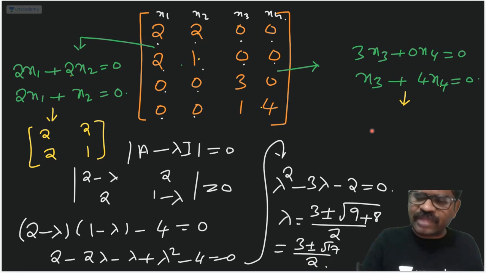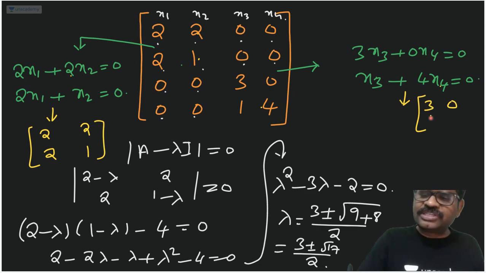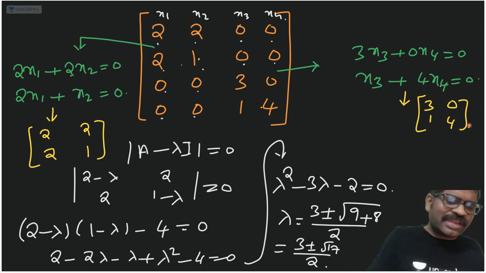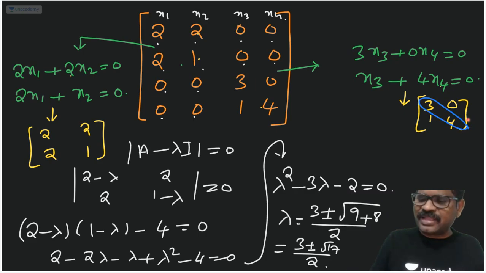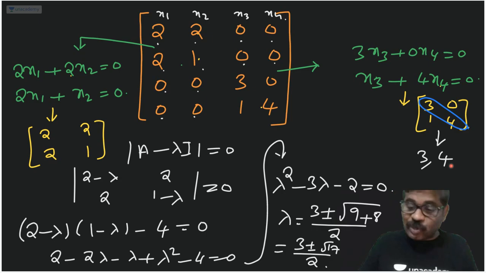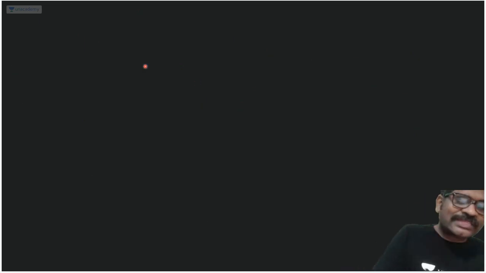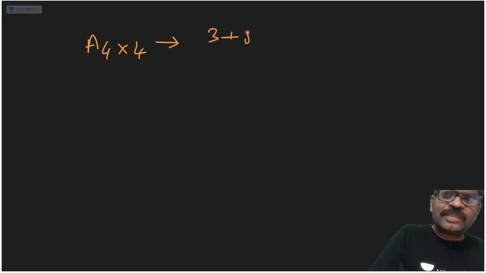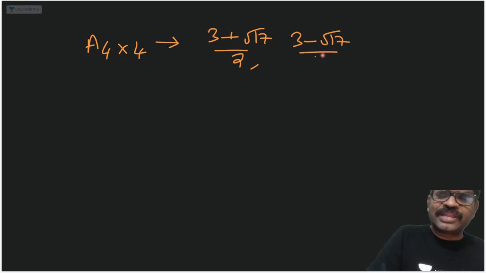The other two eigenvalues you have to calculate from here: 3, 0, 1, 4. You can get them very easily. Why? Because it is a triangular matrix. Therefore, the eigenvalues of a triangular matrix are nothing but the leading diagonal elements, 3 and 4. So in this problem, your matrix is 4 cross 4 with eigenvalues (3 plus root 17)/2, (3 minus root 17)/2, 3, 4.